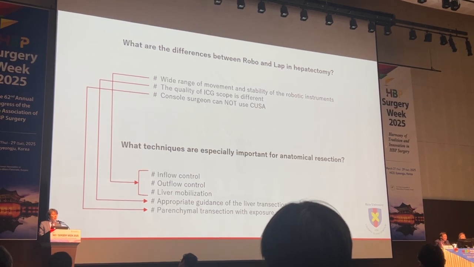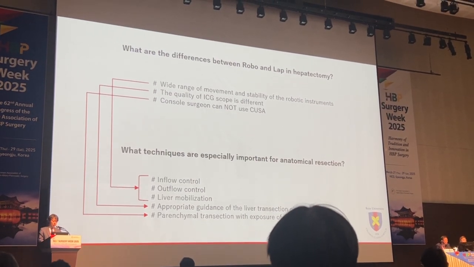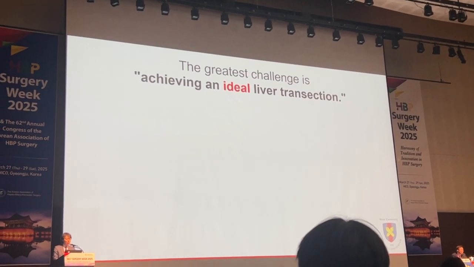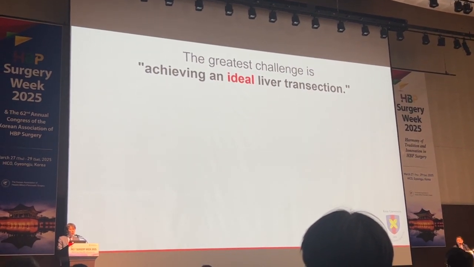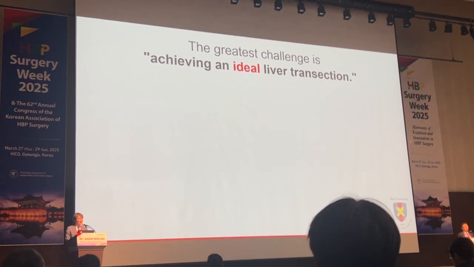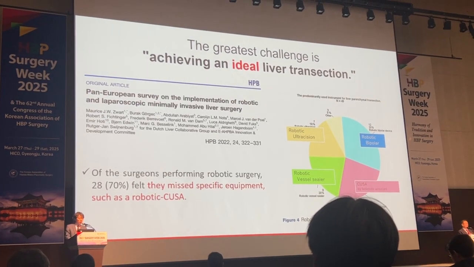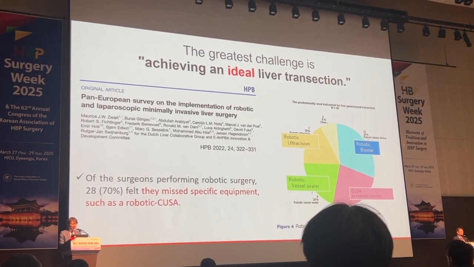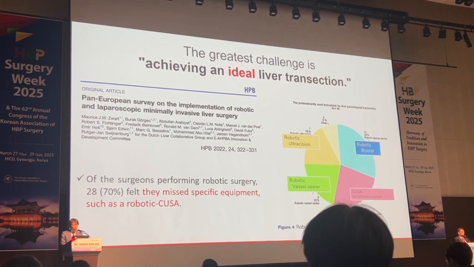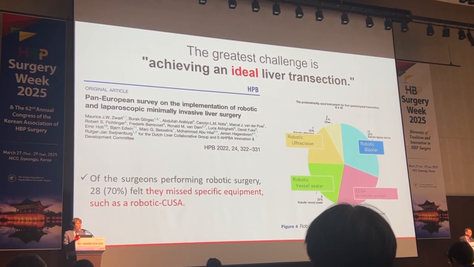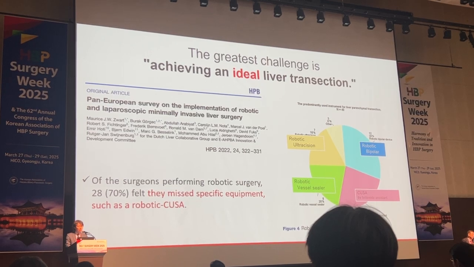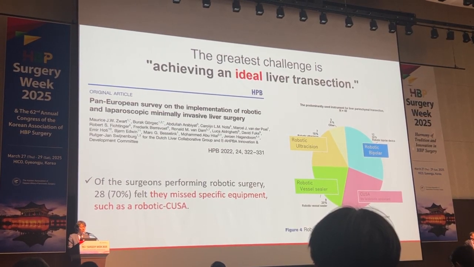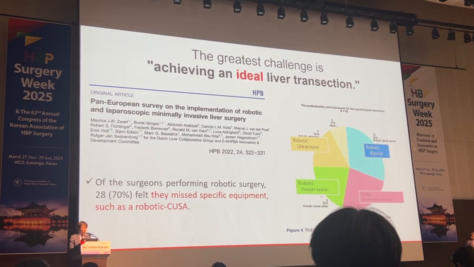The last issue is about the parenchymal transection. So in the end, I think the biggest challenge in robotic liver resection is achieving an ideal liver transection. In a European survey, the liver transection method in the robotic setting varied, and many surgeons were hoping for the arrival of the robotic CUSA. So I guess that these surgeons probably prefer to use the CUSA in the laparoscopic approach.